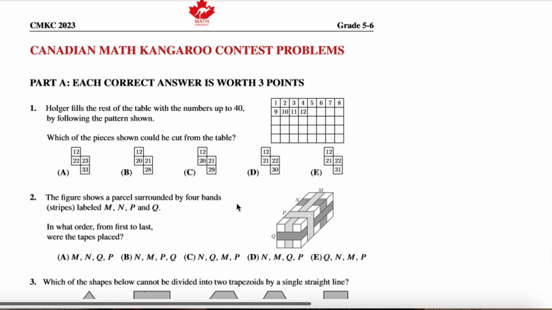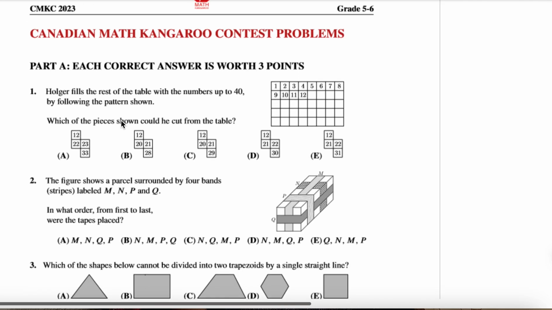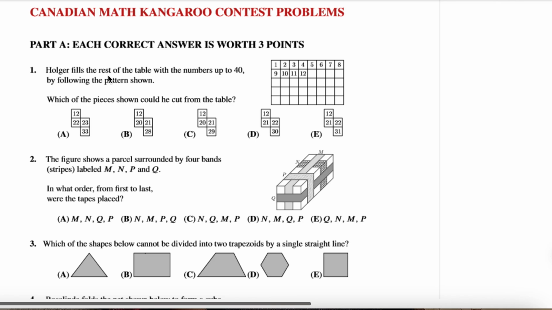The entire Part A of Math Kangaroo Grade 5 and 6, 2023. First question. Whole group fills the rest of the table with numbers up to 40 by the following pattern: 1, 2, 3, 4, 5. So you basically put consecutive integers starting from 1 in this table. Which piece shown could he cut from the table?